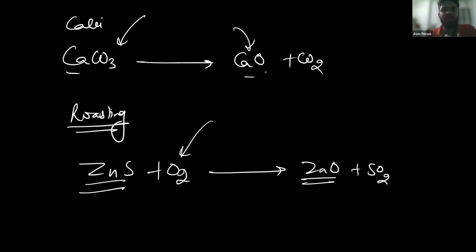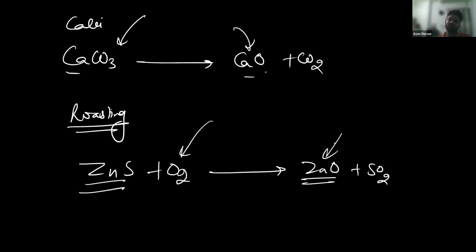So in calcination we heat the metal carbonate ore in the absence of air to bring it into the oxide form. And in roasting, we heat the sulfide ore in the presence of oxygen to bring it into the oxide form. You understood?